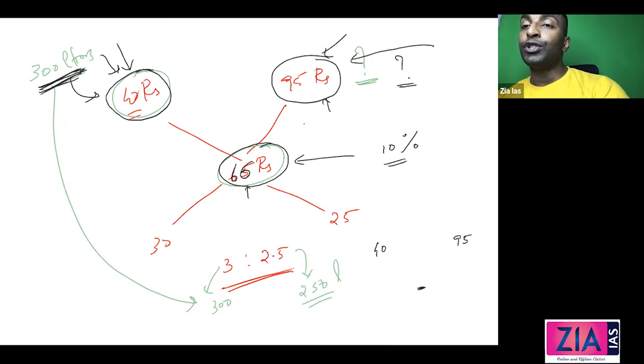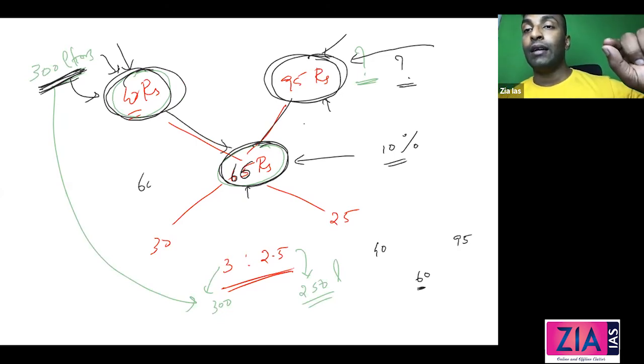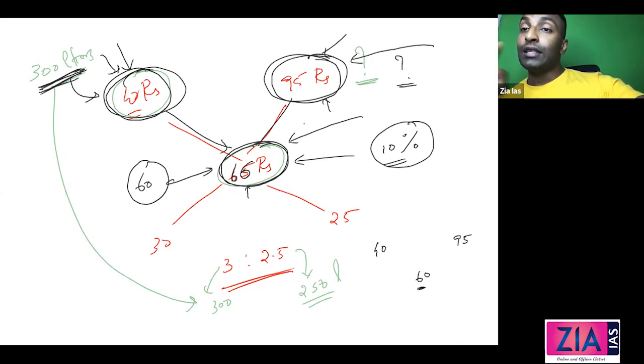What should come in the center? In the center, you should not write 66. You should write 60, because you are mixing 40 and 95, so that mixture cost will be 60. This is your selling price, 66. Something which cost you 60, you are selling at 66 and getting a profit of 10. So this can be misleading. If you write 66 in the center, you will get a wrong answer.